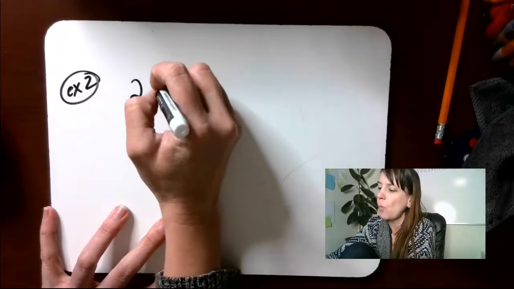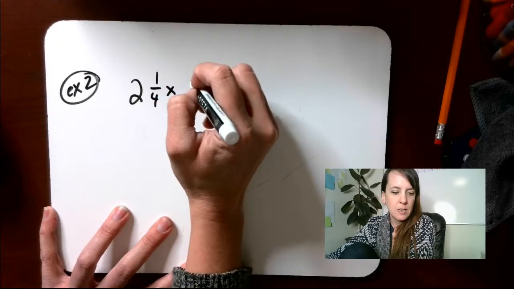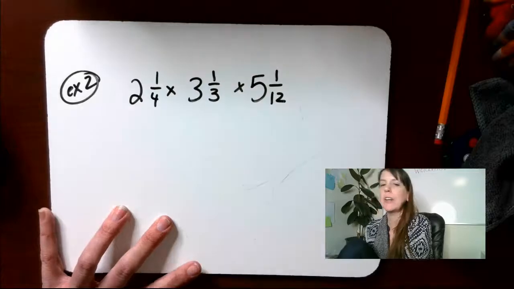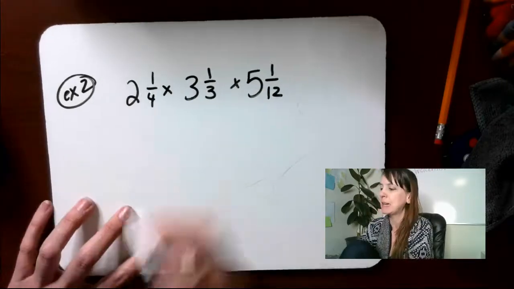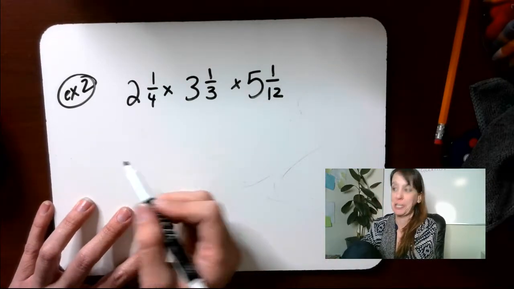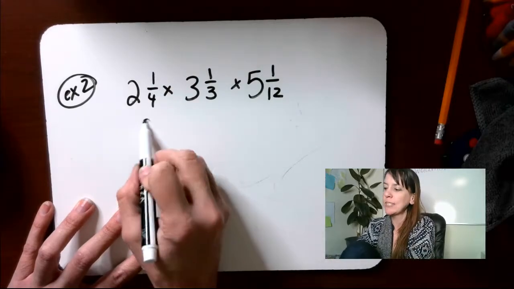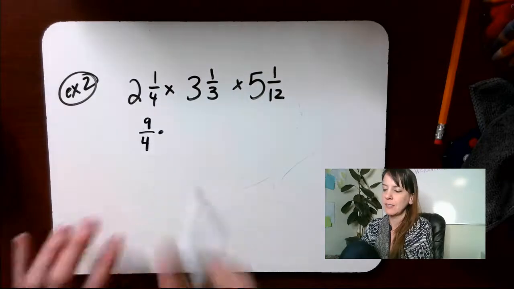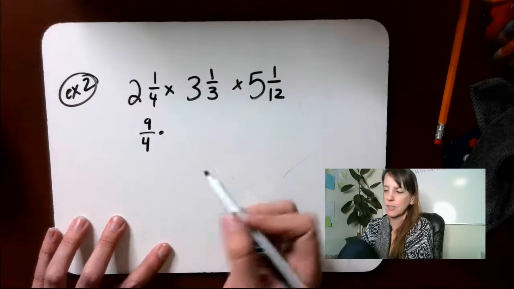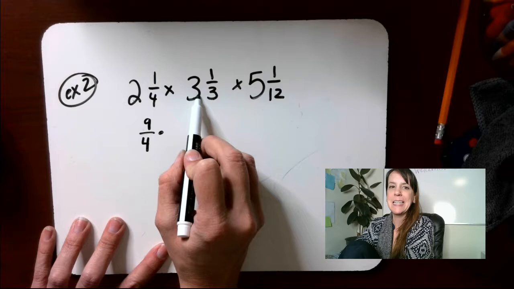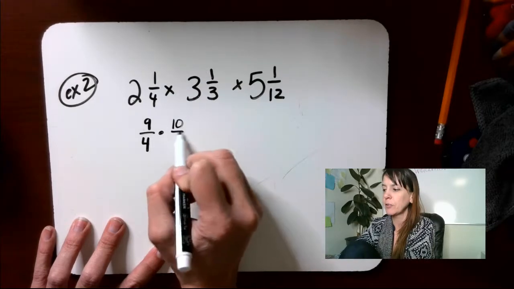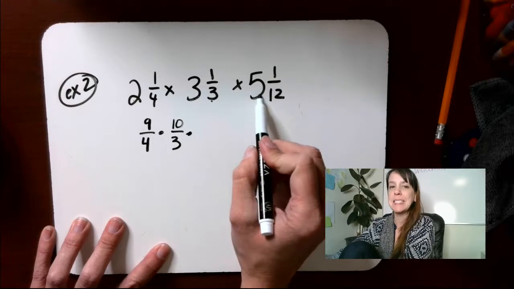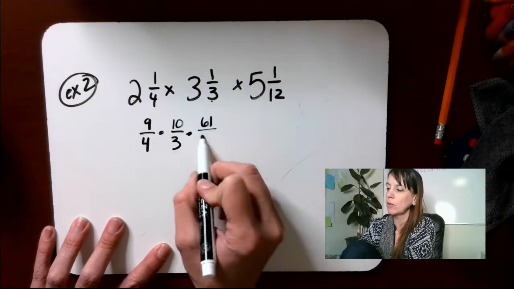All right, so 2 1/4 times 3 1/3 times 5 1/12. So we've got to convert all these guys into improper fractions. 4 times 2 is 8, plus 1 is 9, 9 over 4. Times, I jump between the times and the x. I think this is easier because we start to use variables and then it gets confusing. 3 times 3 is 9, plus 1 more is 10, so 10 over 3, right? Because we keep our denominator. Times 12 times 5 is 60, plus 1 is 61 over 12.